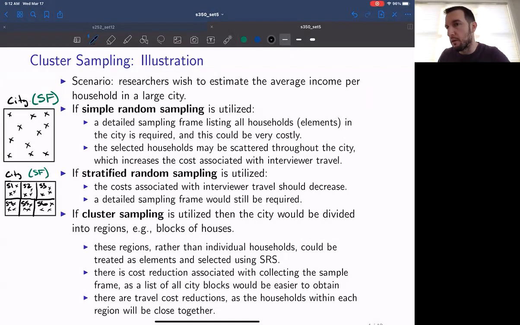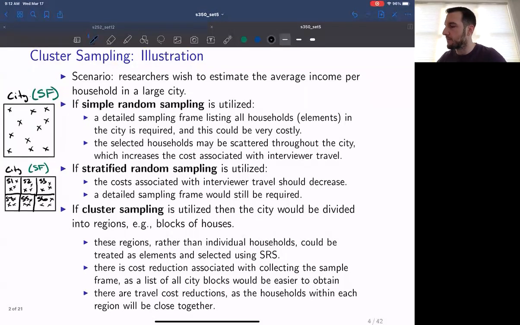The only thing that the stratification approach doesn't solve is the issue with the sampling frame. So you would still require the same sampling frame for the stratified approach that you would for the SRS approach, because the frame doesn't change. You're just dividing the frame into different regions.